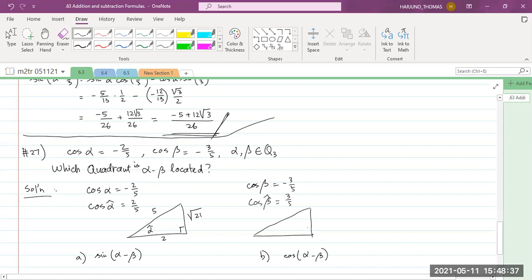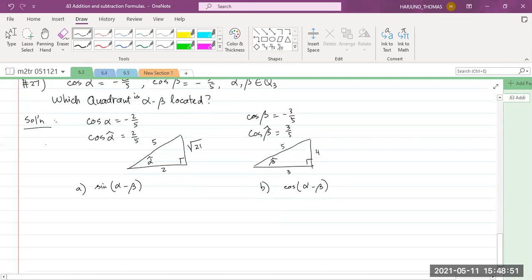Reference angle is always in quadrant 1, and therefore the value of trig functions is always positive. This is 3, this is 5, 25 minus... oh, this is 4, duh. Now from there we see sine alpha hat will be radical 21 over 5, and therefore sine alpha, the one in quadrant 3, will be negative.